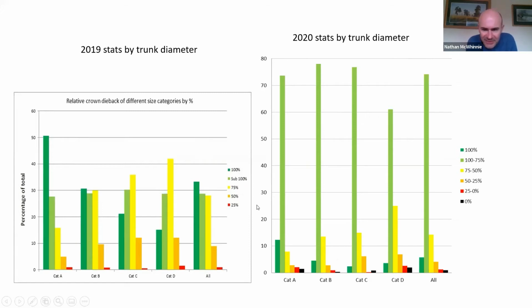So they're not directly comparable, but the significant thing is that the dark green bars are significantly lower in 2020. The light green bars are trees that have between 75 and 100% live crown. So you're just getting vastly more trees that are being affected. And those little black bars, which are dead, are creeping up as well.